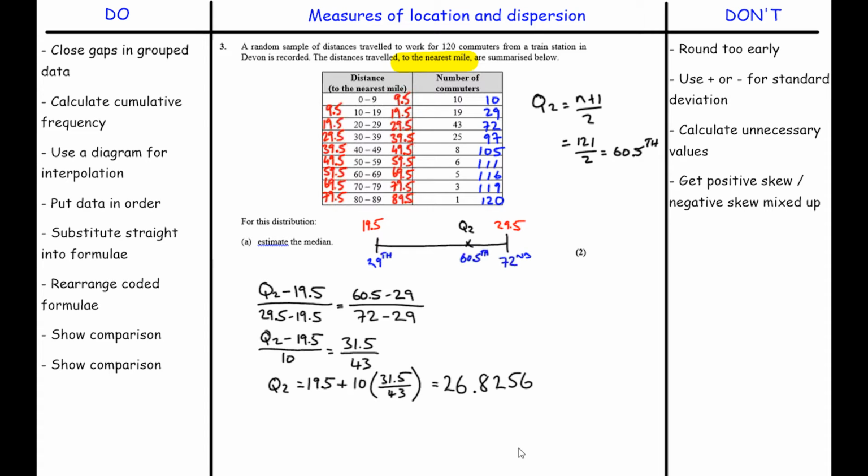Okay, so this is a recording for do's and don'ts for the statistics part of your AS exams. We'll go through some of the things you should definitely look to do and some of the things you should definitely look to not do.